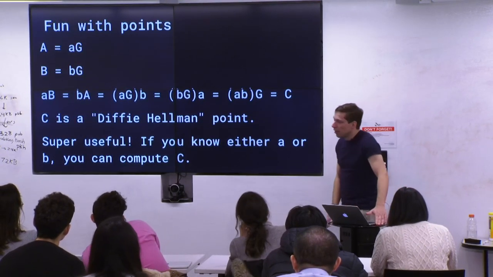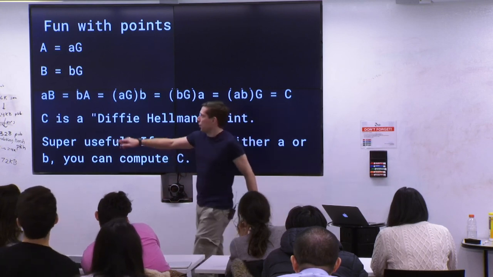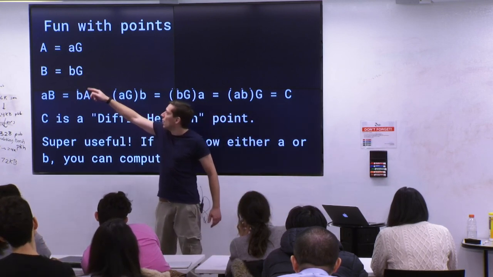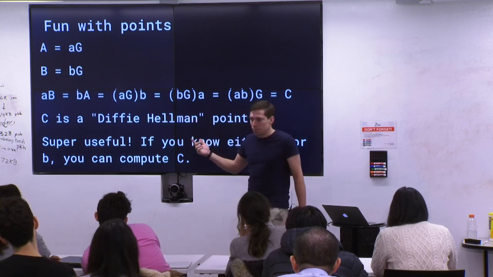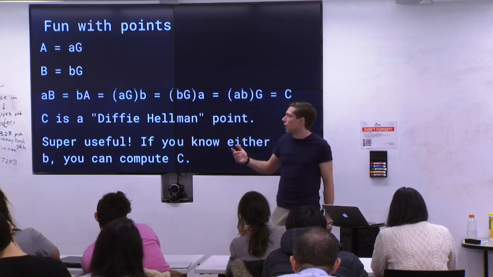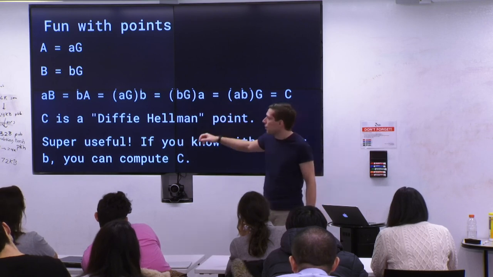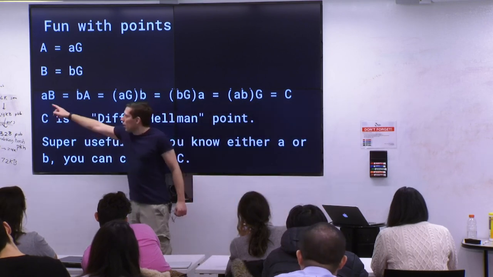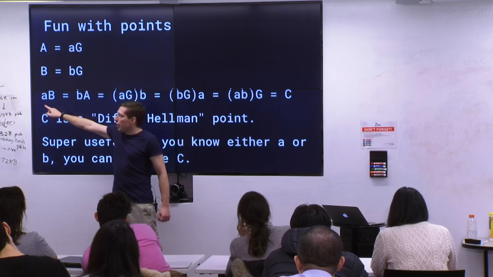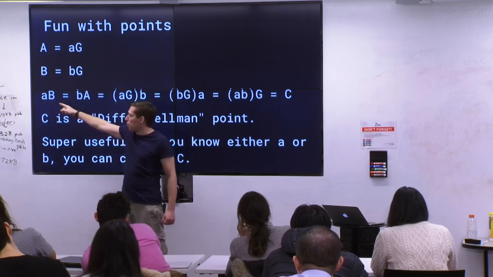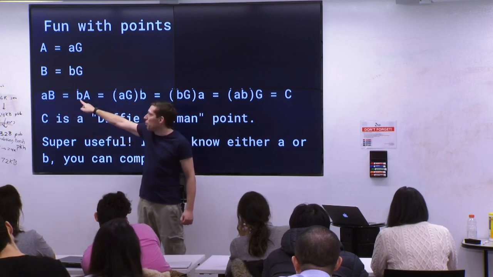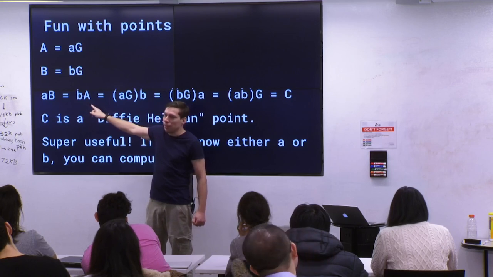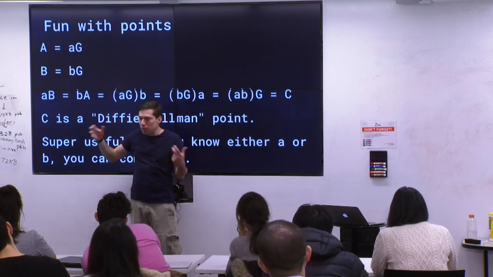Fun with points. Okay, so I'm not using an asterisk, I'm just writing B times G. So let's say Alice has a public key A, Bob has a public key B, which is little a times G or little b times G. Well, this is weird. Little a times big B, Alice's private key multiplied by Bob's public key, you can do that, right? Is equal to Bob's private key times Alice's public key. Right? The multiplication is commutative.